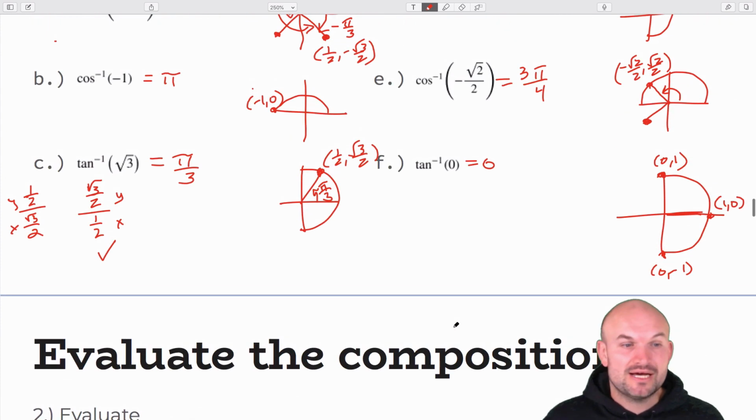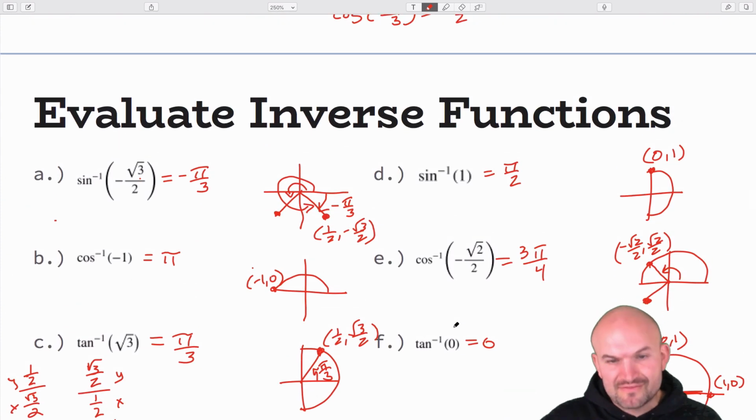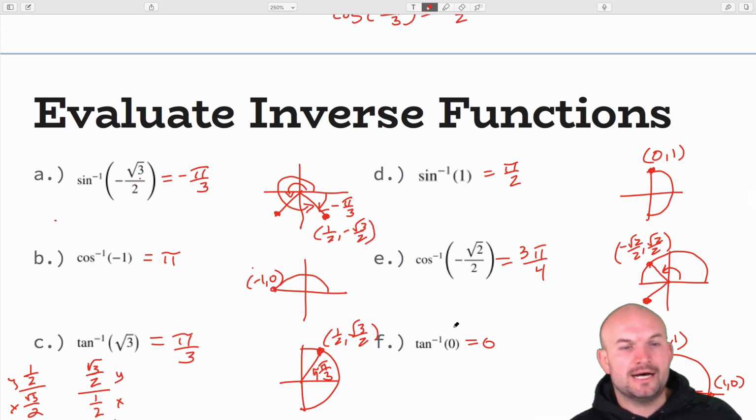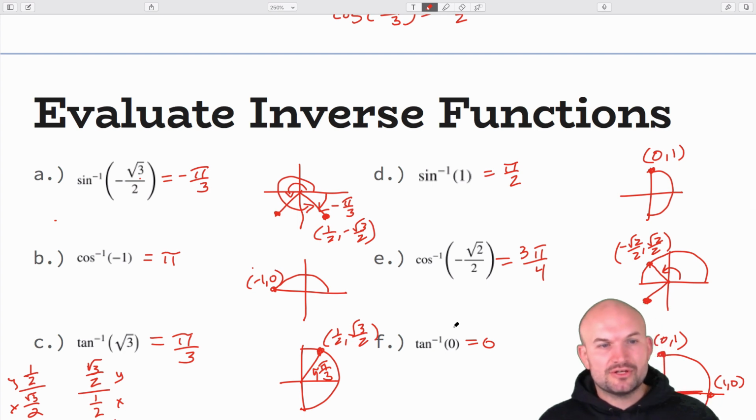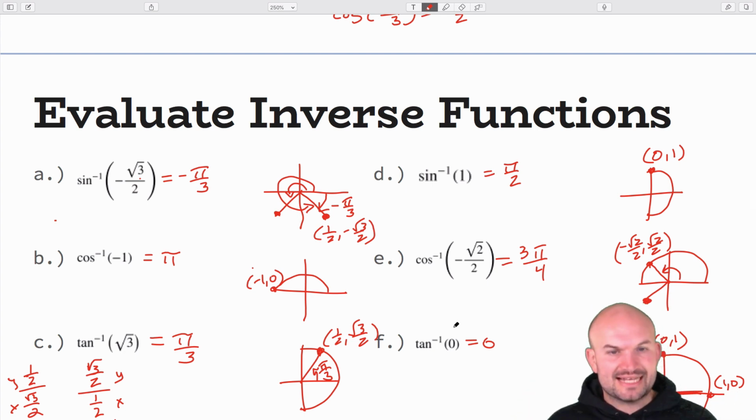So I hope this helped you out as far as learning inverse trigonometric functions. Obviously, this is something we're going to be building on. So I did purposely leave some definitions and things out. Therefore, I wanted students to get this foundation set before we move on.